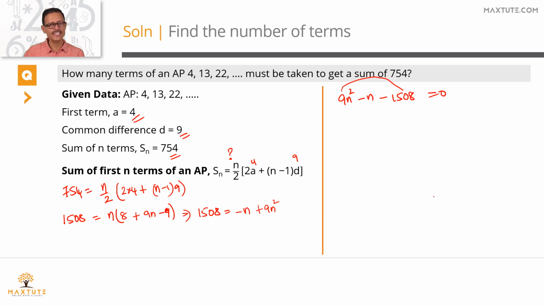So 1508 into 9. 1500 into 9 is 13,500. 8 into 9 is 72. So 9 times 1508, the product of the first and the last term, is 13,572. Right? The first difficulty is done. Now we need to break this number. We have b equal to minus 1. That has to be broken down into two parts, such that the product of those two parts is 13,572. The difference is just 1, which means we are talking about two consecutive numbers.